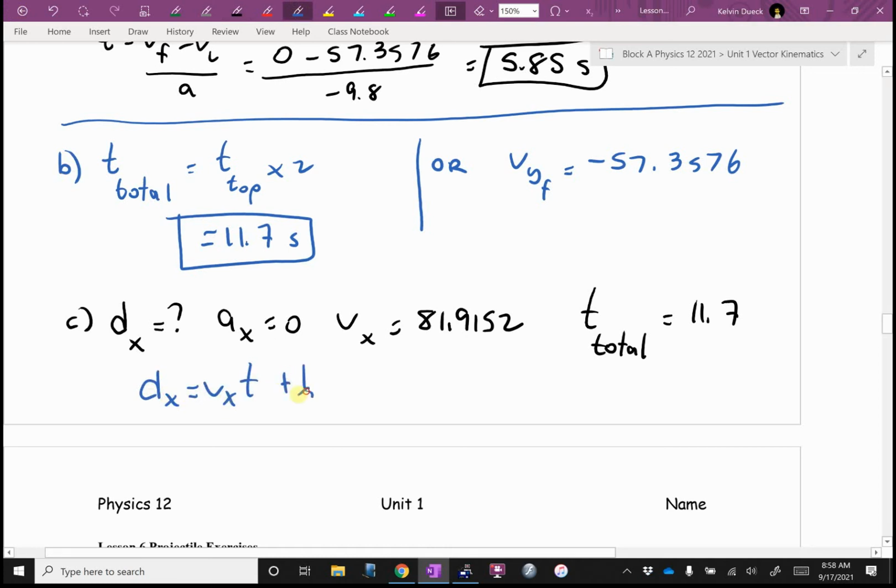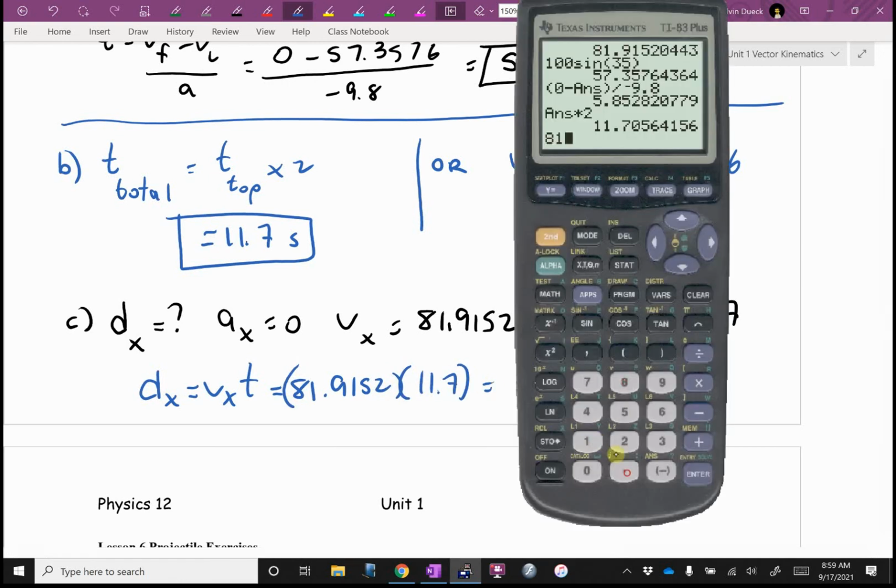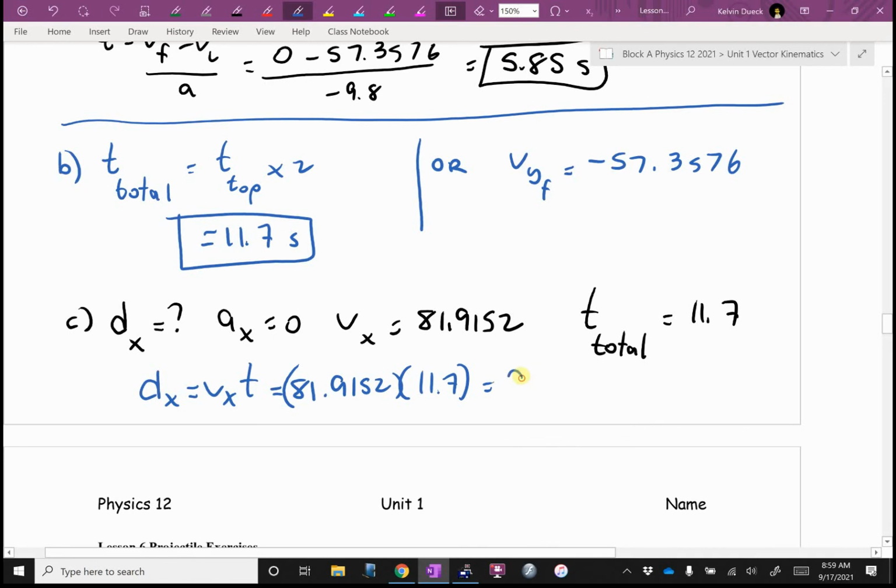What about plus a half a t? Why doesn't the 9.8 go there? So it's just going to be 81.9152 times 11.7. Actually, I'm just going to go with my answer button since it's sitting on my calculator. And I get 959 meters. Almost a kilometer. Okay.